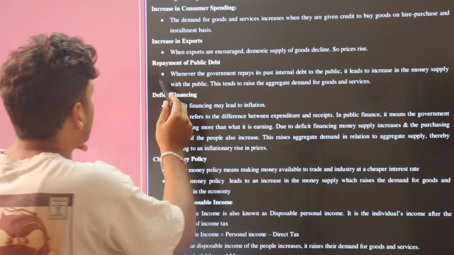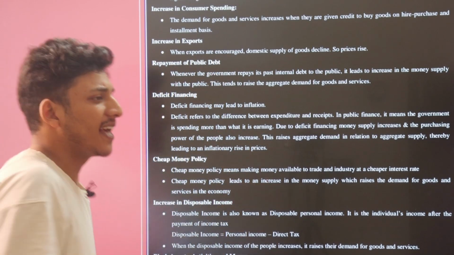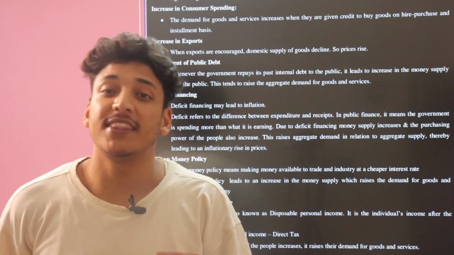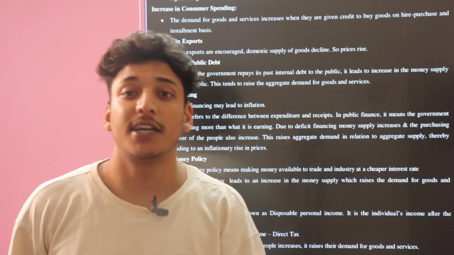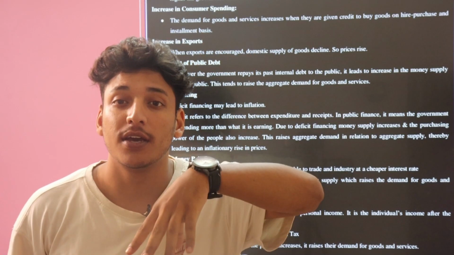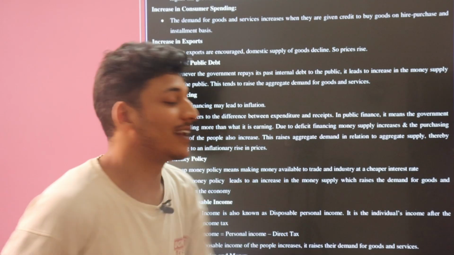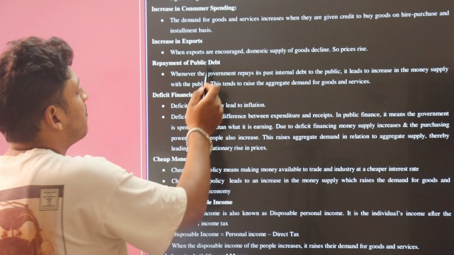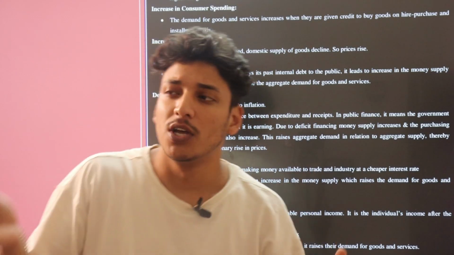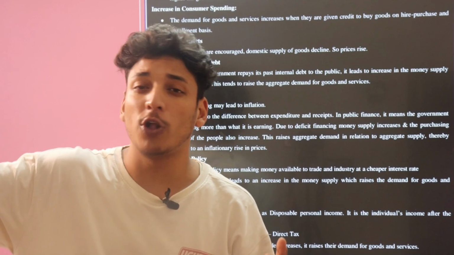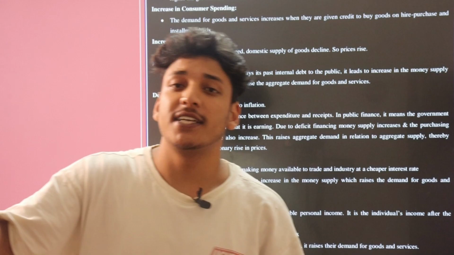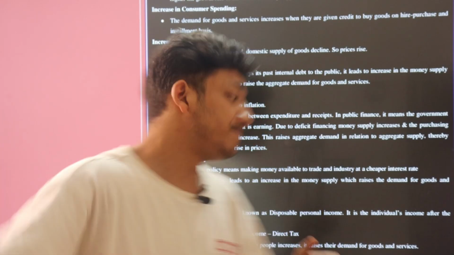Now, increase in export. When will our exports increase? When our currency is depreciated, exports automatically rise but imports decrease. That is also inflation. Repayment of public debt. It means the government repaying public debt which has been pending for a long time. That also increases the money supply, and if the money supply increases, inflation, or the price of goods, also increases.